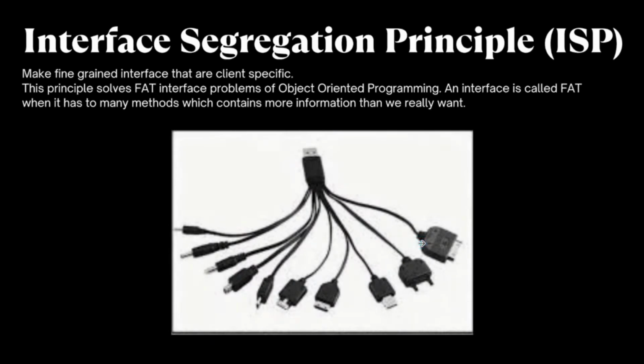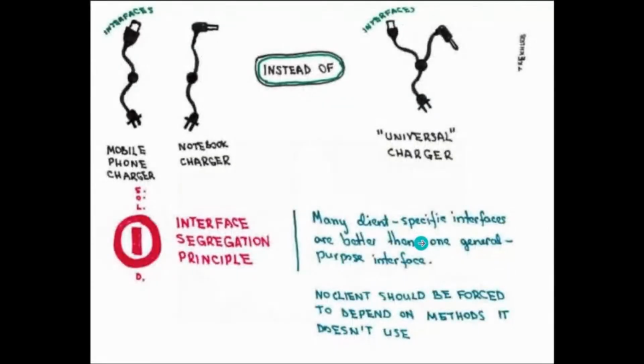Similarly, we often encounter multi-pin chargers in cars. But let's consider a scenario where we are using this charger exclusively for charging a single iPhone device. This situation would indeed violate the ISP. So many client specific interfaces are better than one general purpose interface. No client should be forced to depend on methods it doesn't use. If we have two things to charge, then we can use a universal charger. But if we want to charge only a mobile, then we only need to use one charger, not a universal charger.